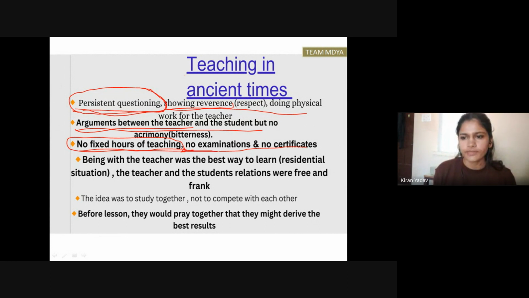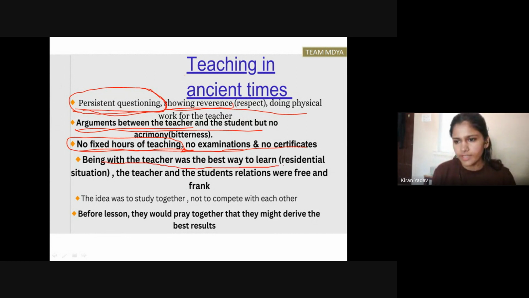But in today's time, we all need external validation, so we have degrees and certificates. And there was no competition at that time. You couldn't say that I am doing better than him, or he is doing better than him. There was no such thing. The only purpose of learning was to learn for ourselves.